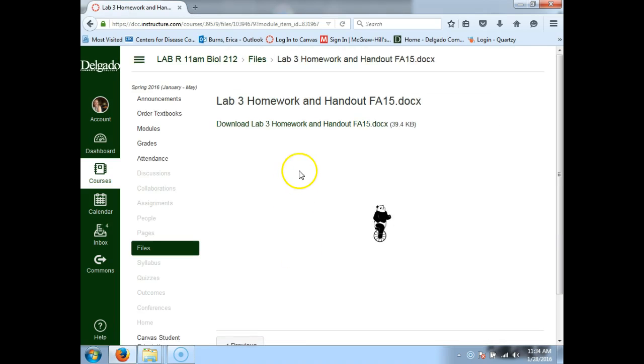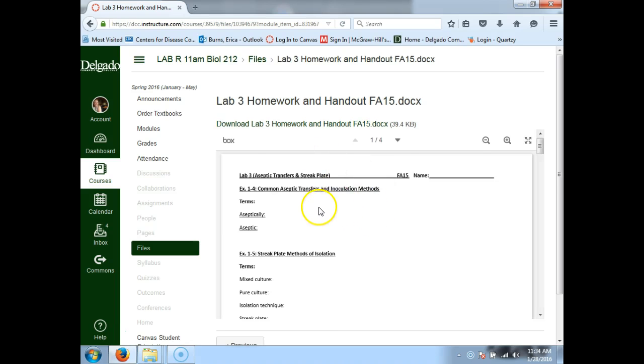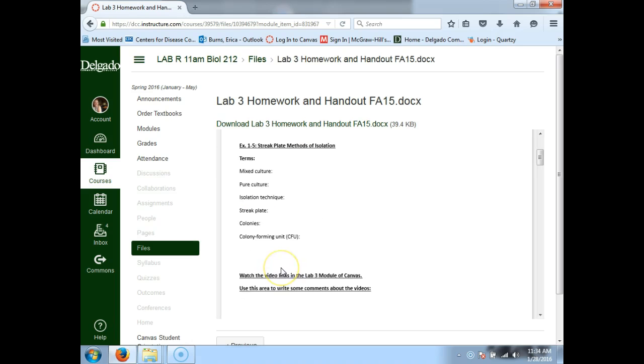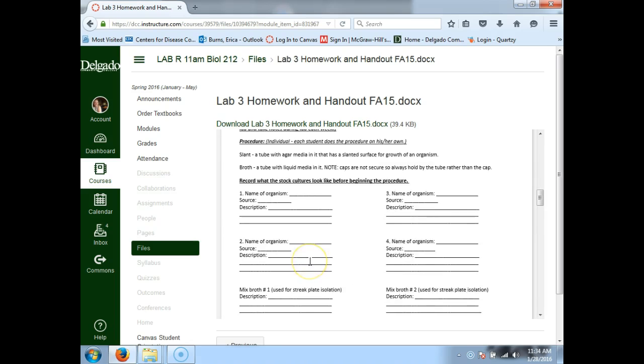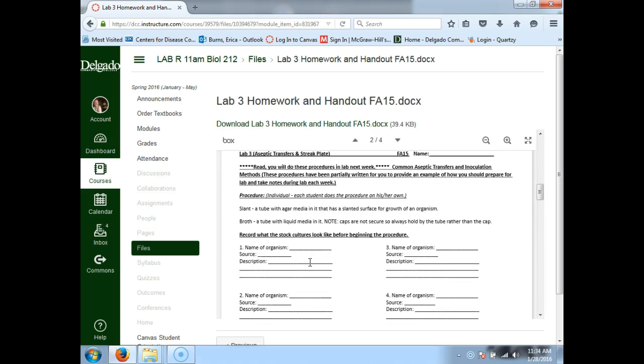So here it is on Canvas. Your homework for next time is not so bad, right? It's 2 exercises, a little bit of terminology, and then I want you to watch some videos that are here on Canvas. The next pages are actually what you're going to do in lab, and you're going to fill in lab. But I kind of pre-wrote out for you guys so you get an idea of the kind of prep work you'll need to do in the future.